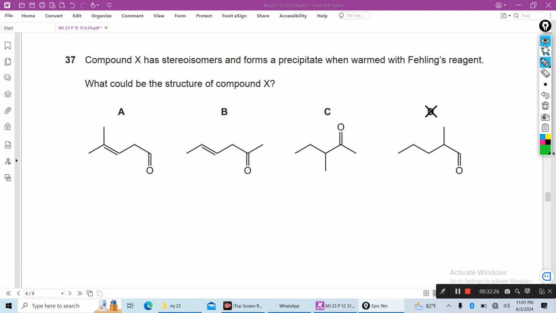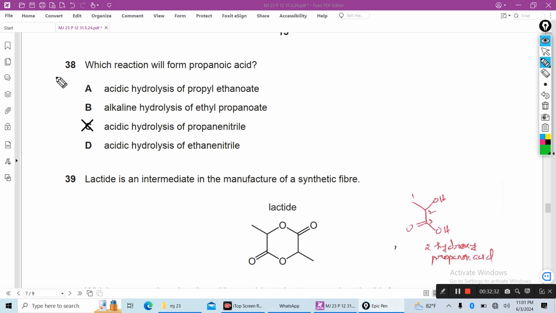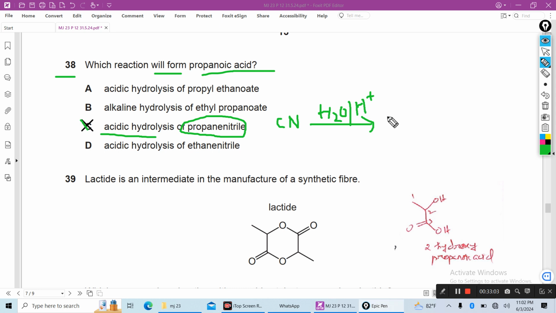Next 38. Which reaction will form propanoic acid? C is the right answer, acidic hydrolysis of propanenitrile. And you know, a nitrile compound means a CN compound. If you do acid hydrolysis, meaning water in the presence of acid H+, the CN group is directly converted to a carboxyl group.